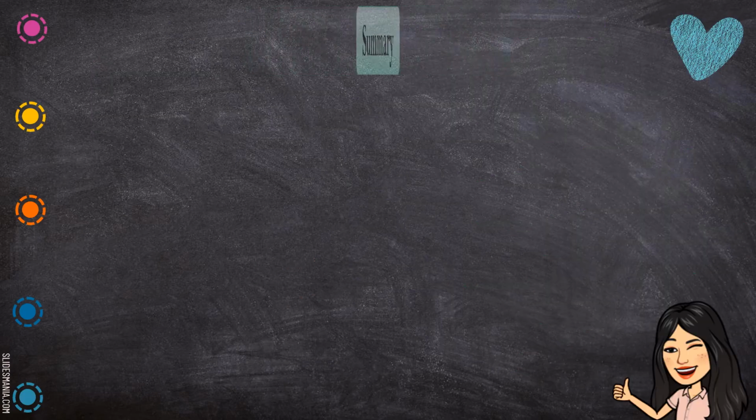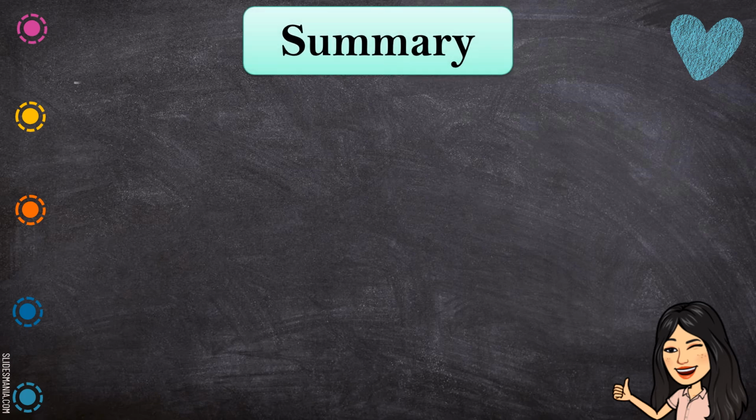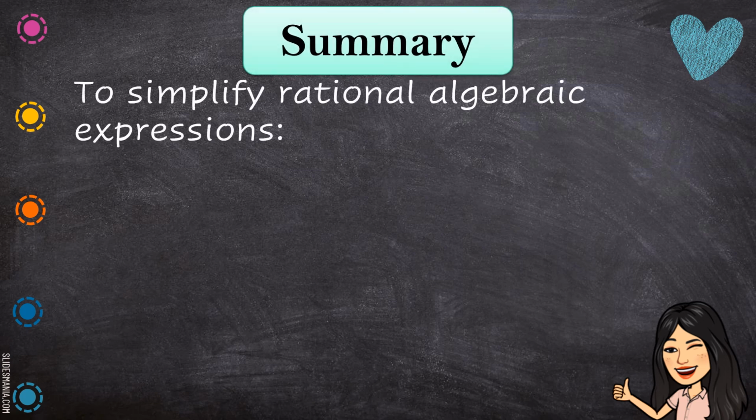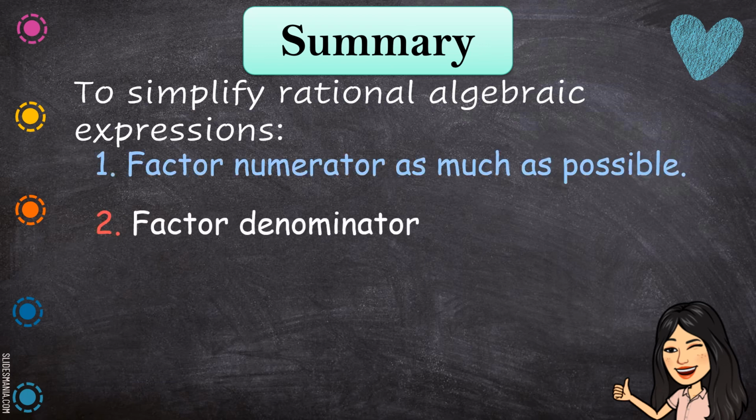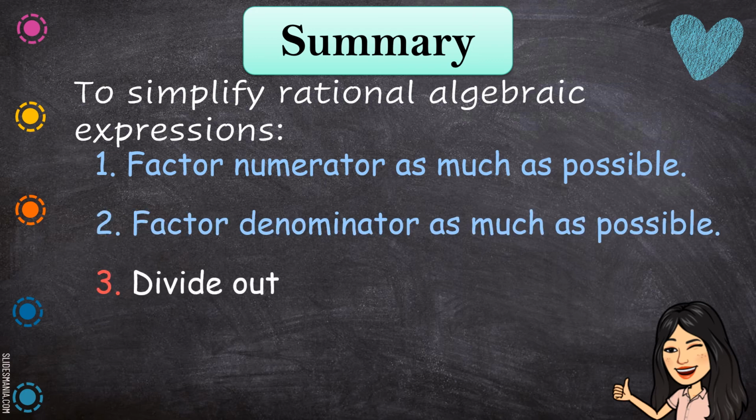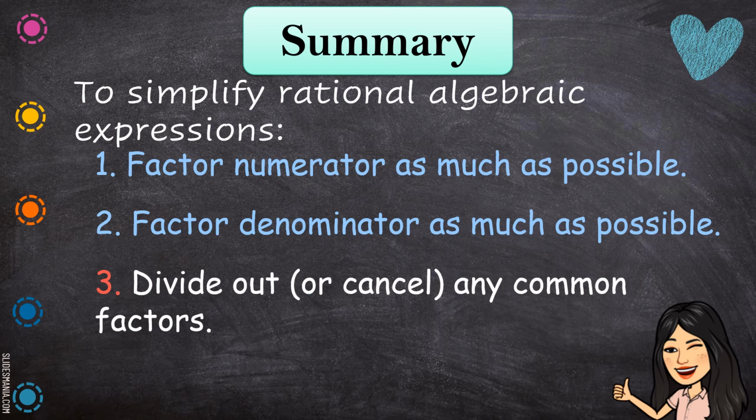Let us summarize what we have learned. To simplify rational algebraic expressions, first, factor numerator as much as possible. Second, factor denominator as much as possible. Third, divide out or cancel any common factors. And finally, simplify by multiplying the remaining factors in the numerator and then in the denominator.